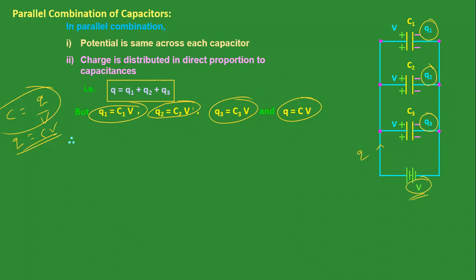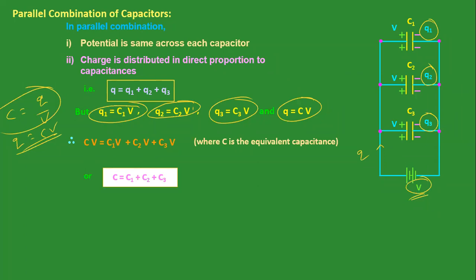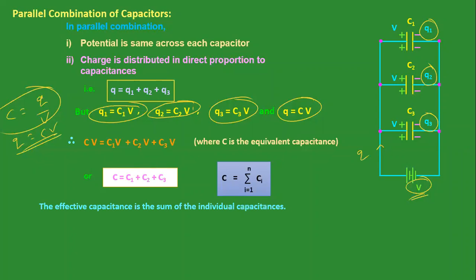We get CV is equal to C1V plus C2V plus C3V. Now from the right hand side we can take V common, and V cancels from both sides. Then we get the formula C is equal to C1 plus C2 plus C3. In general, we can write the summation of Ci. If 4 capacitors, then at the end plus C4 we can write. This means the effective capacitance is the sum of the individual capacitors.